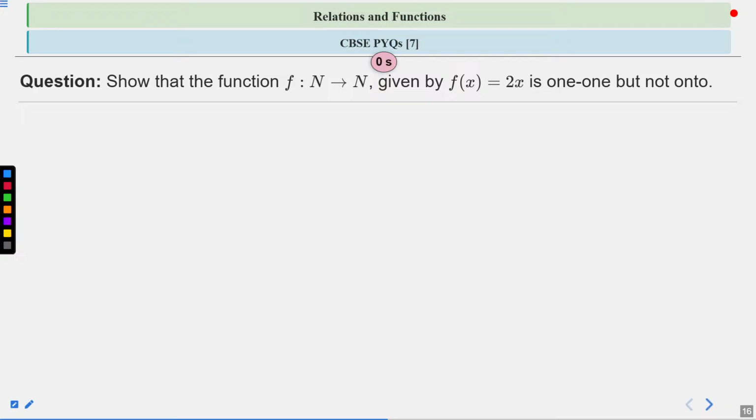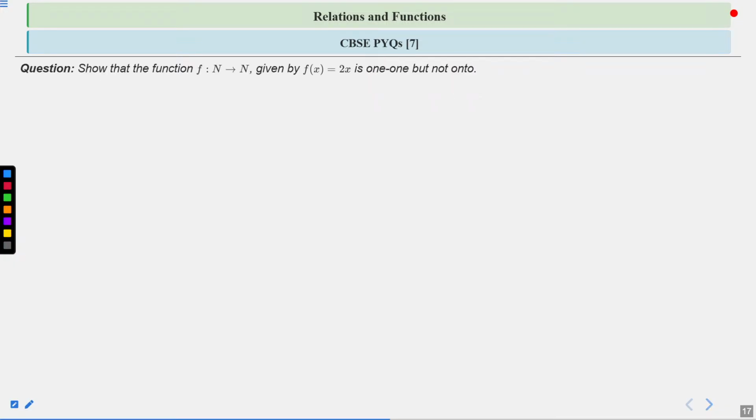Okay, let's move to the solution part. The question was, show that the function f from N to N given by f(x) = 2x is one-one but not onto. So let's move to the solution part. Given a function f from N to N defined as f(x) = 2x, right?